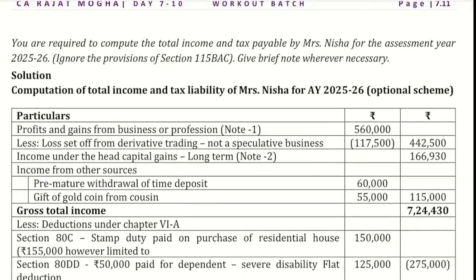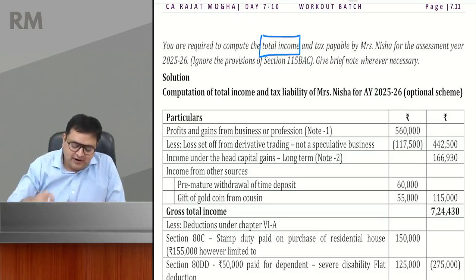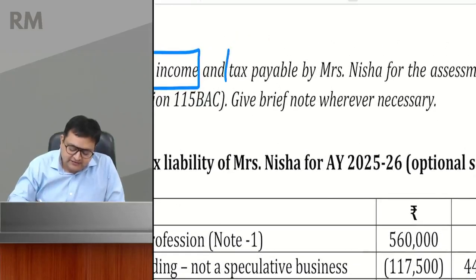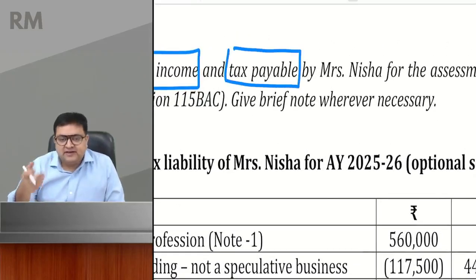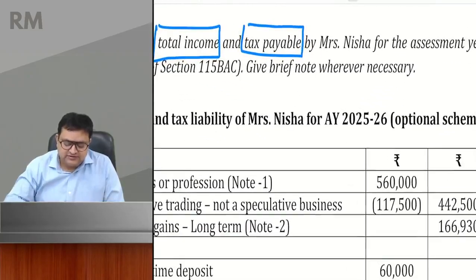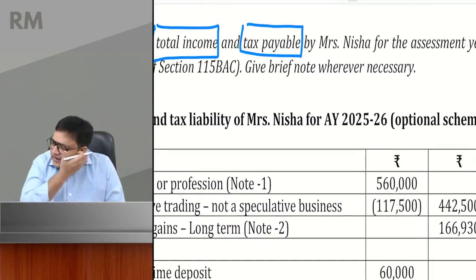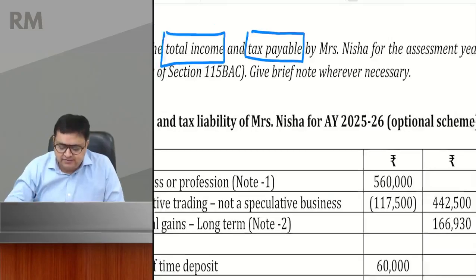The question is saying you are required to compute the total income. Here again, I have to calculate my total income. And guys, we are doing the total income sums only. So most of the time we will be getting the total income. So you are required to compute the total income and the tax payable. When they say tax payable, it means tax liability minus TDS, TCS, advance tax, right? So just don't stop at tax liability. If there is any TDS, TCS or advance tax, please deduct that also so that you can get your net tax payable or refundable as the case may be.